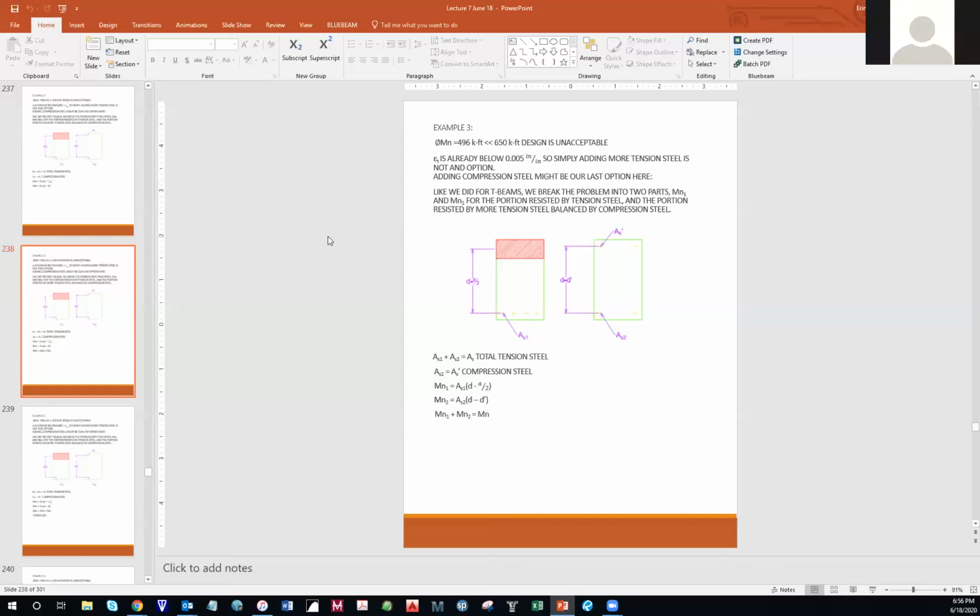So does that mean the steel will go on the top for the negative moment? Yes. Okay. Yes. Yep.